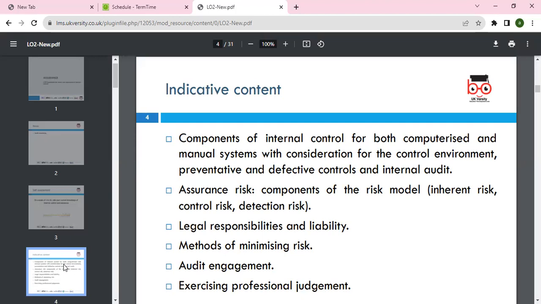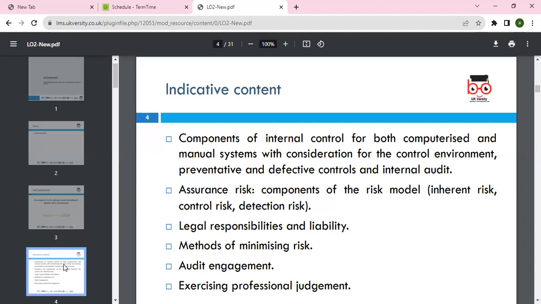Inherent risk can arise because, for example, if we have an organization dealing with money or banking, there are inherently risks involved in that. So we have to minimize those risks. Then control risk, which is due to the control system, or our system of detection. So the detection system does not detect the risk.